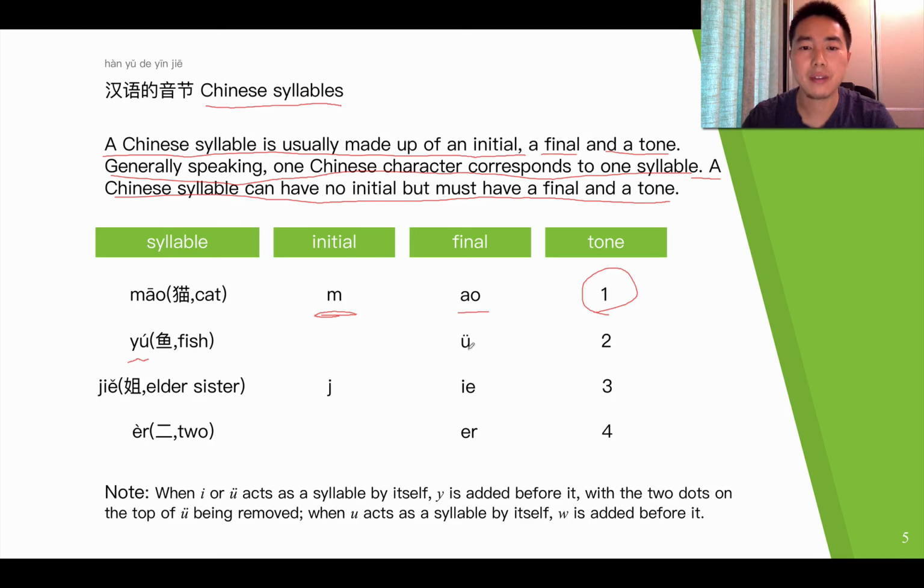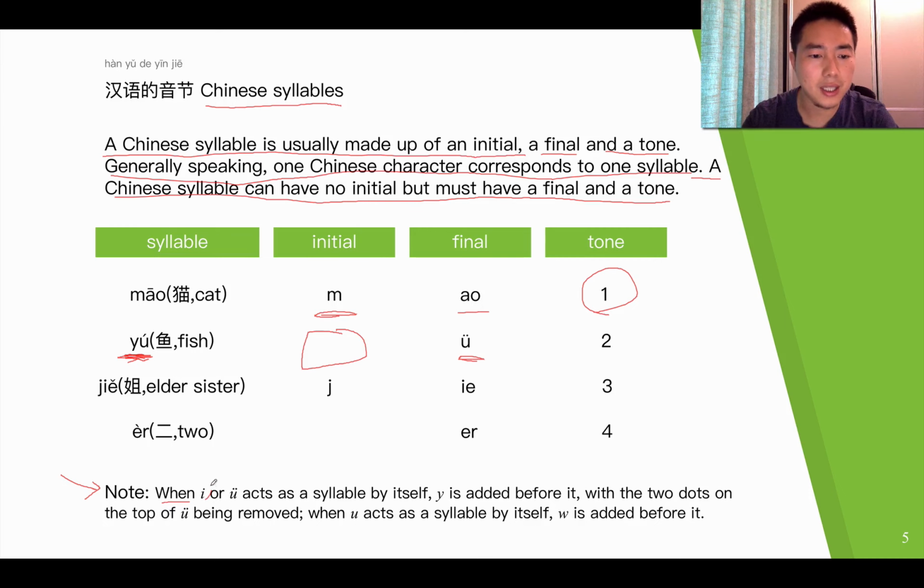Now, let's take a look at the second one. The second one actually has no initial. So, it has no initial here, but it is written like this. How come? Firstly, let's take a look at the final. This final, if you remember, is read as yu. Then it becomes the second tone. So it becomes yú. Okay, that is how we pronounce this syllable here. But it has no initial, right? How come?